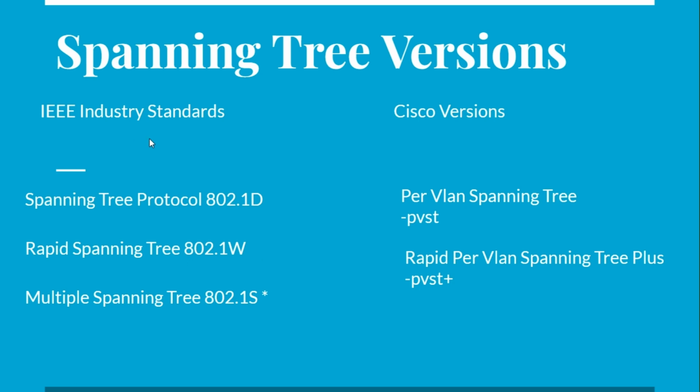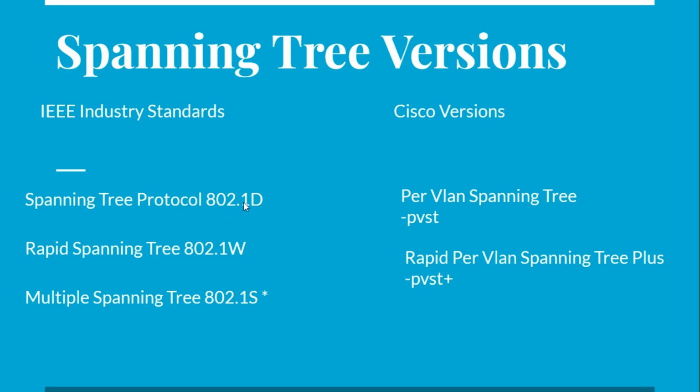So the IEEE is basically industry standards, so keep that in mind. And Cisco, as you guys already know, is a powerhouse when it comes to networking, and they come up with their own versions and their own protocols. So when it comes to spanning tree, I think it's critical that we spend some time just looking at this, so you guys can realize, hey, this is where we came from, and this is where we are.